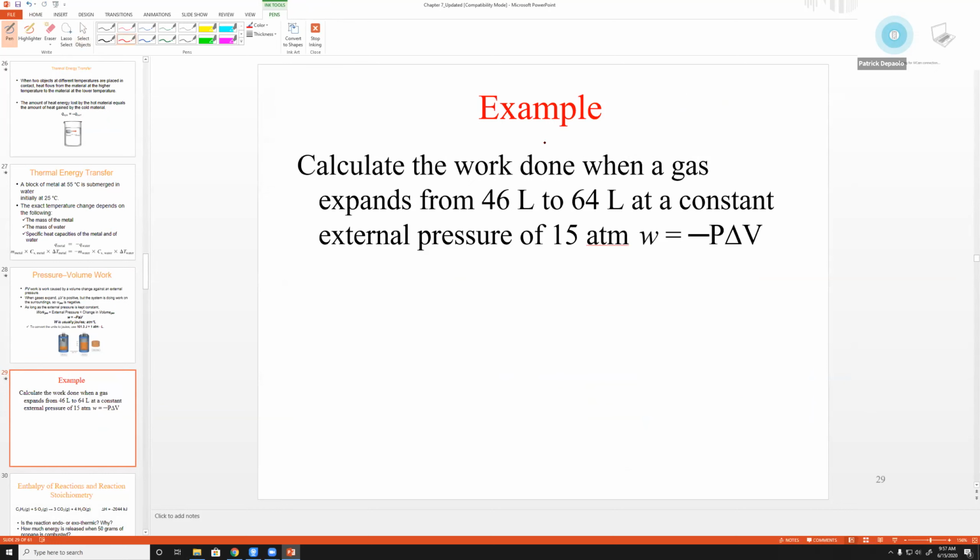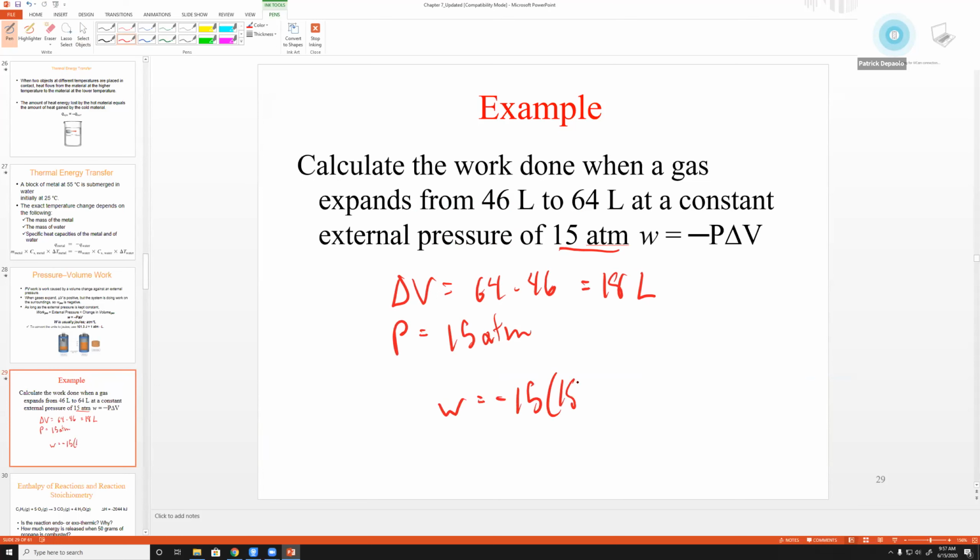So calculate the work done when a gas expands from 46 to 64 liters at a constant external pressure of 15 atm. So delta V is going to be 64 minus 46, and that's going to equal 18 liters. So P equals 15 atm. So W equals negative 15 times 18, and that equals a number.